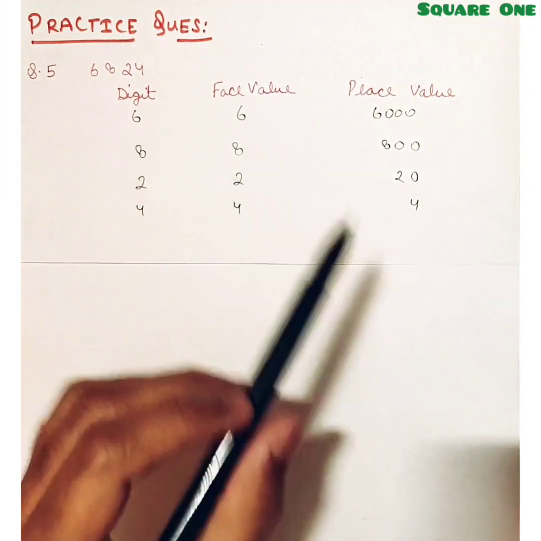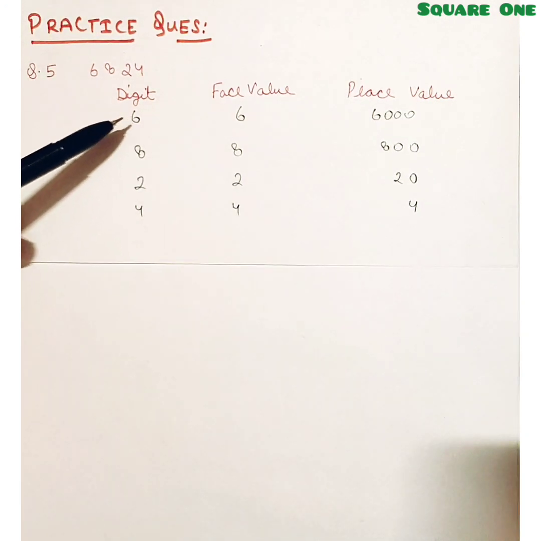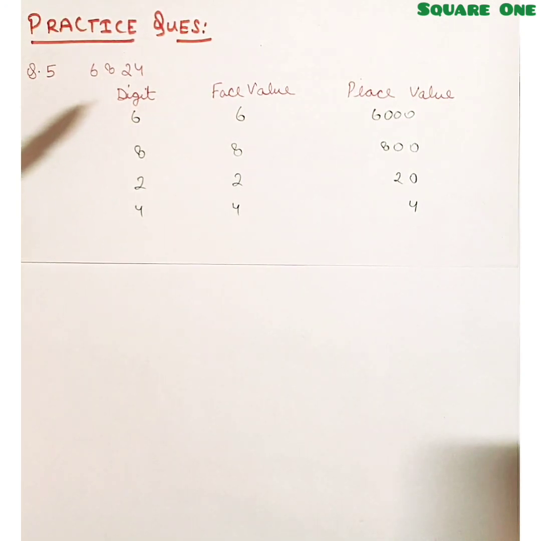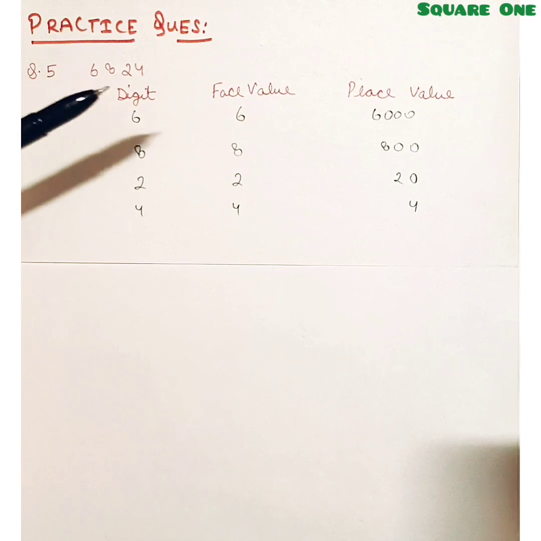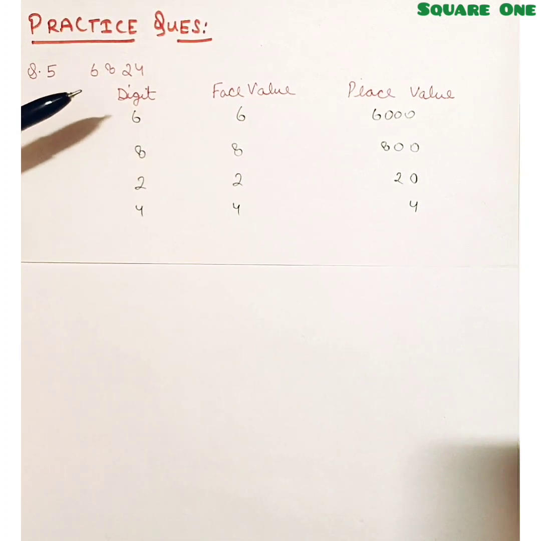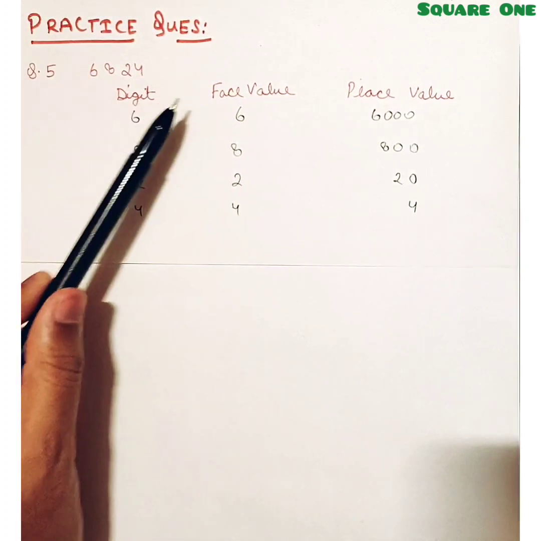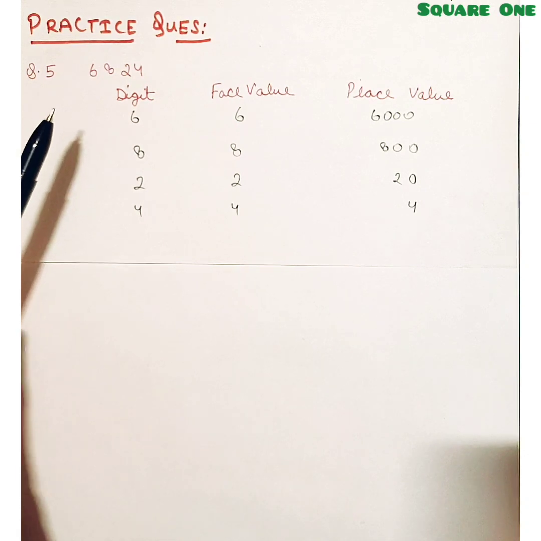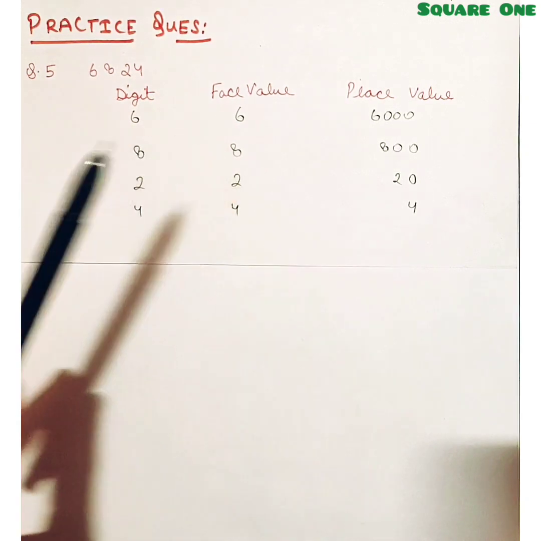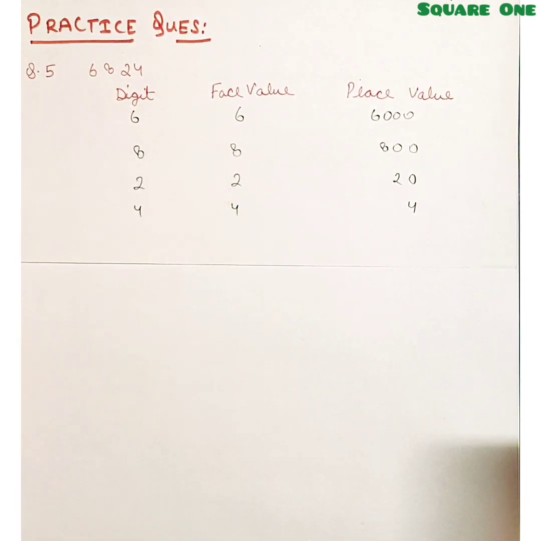So I have made up this chart. I have written all the digits 6824. In the column of face value, I have told you that the face value is the same as the digit. So face value of 6 is 6, face value of 8 is 8, face value of 2 is 2 and face value of 4 is 4.